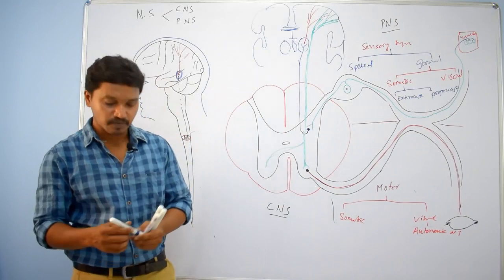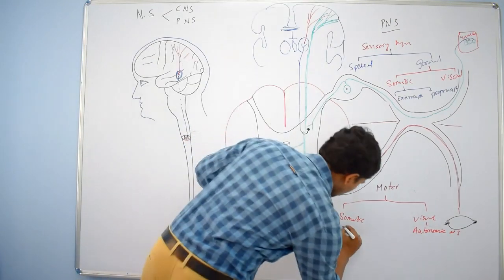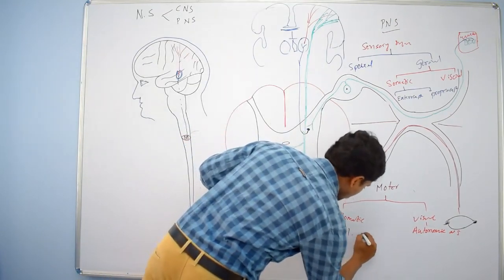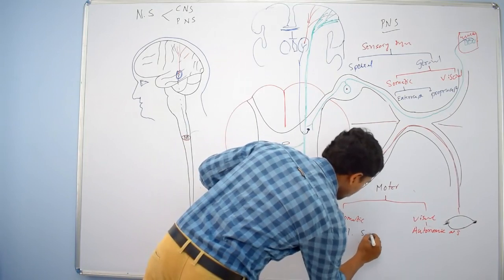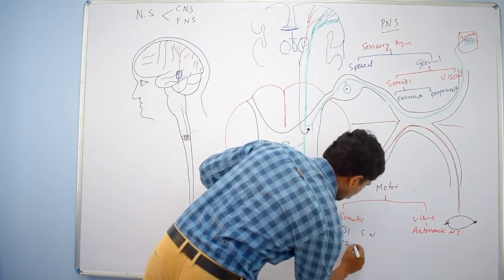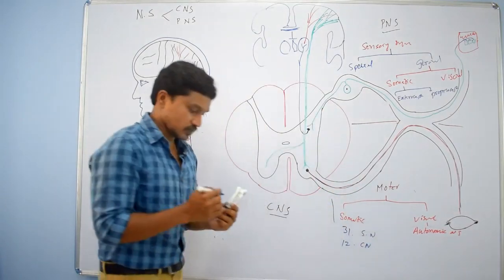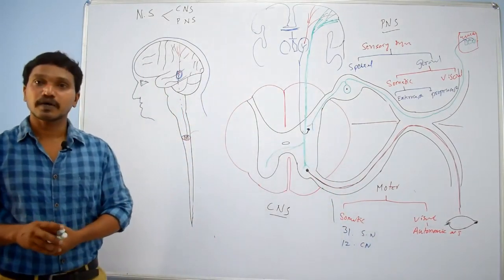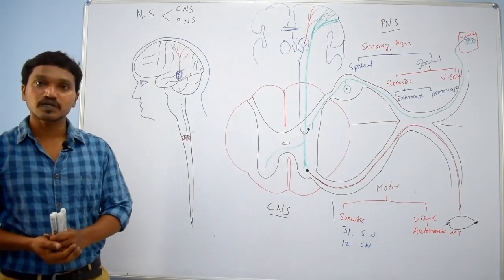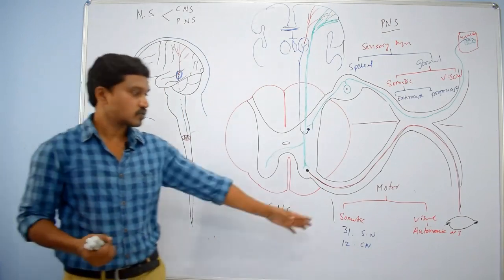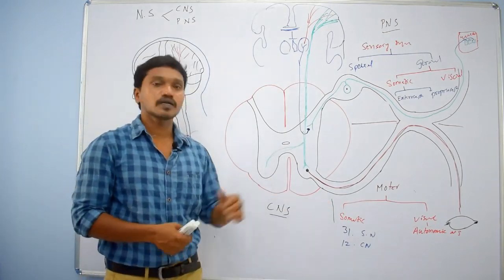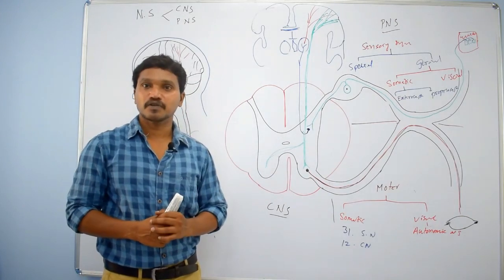The somatic nervous system includes 31 pairs of spinal nerves and 12 pairs of cranial nerves. That is the somatic nervous system. Then the autonomic nervous system.